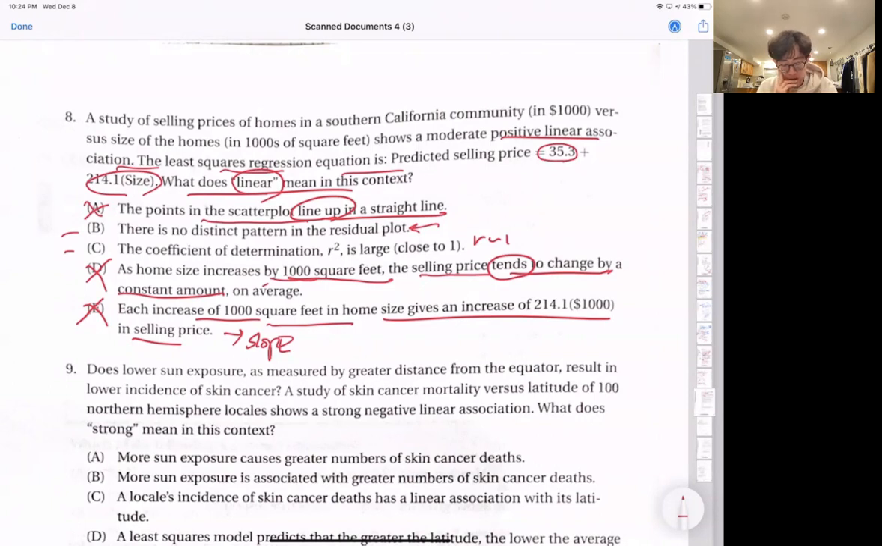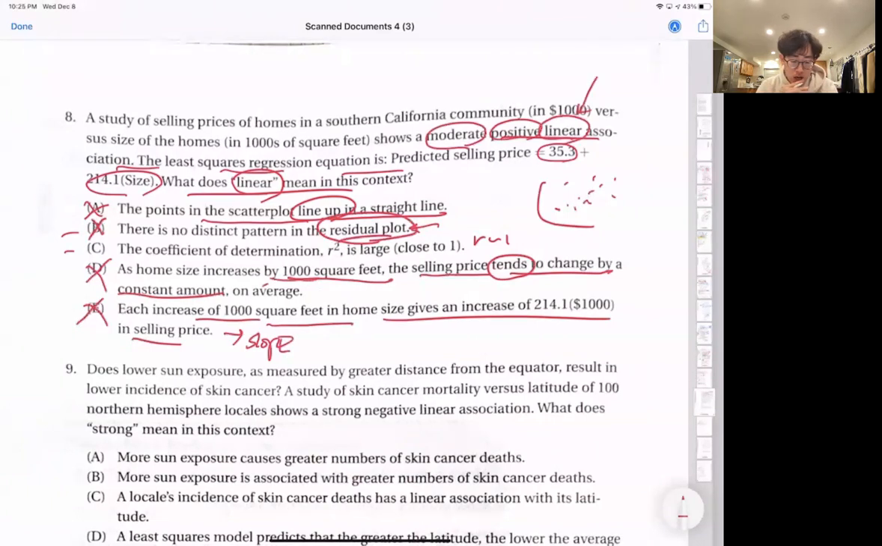There's no distinct pattern in the residual plot. So that definitely shows that it's a moderate positive linear association in the scatter plot here. Okay, so this one is talking about the residual plot. Yes, a linear trend in the scatter plot will translate into randomness in the residual plot. But because we are strictly talking about the linearity in the scatter plot here, we want to eliminate B because it's talking about the residual plot.